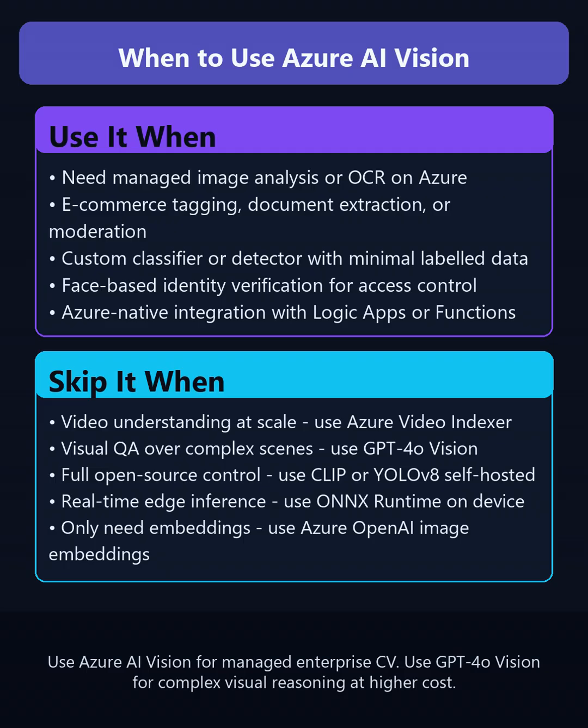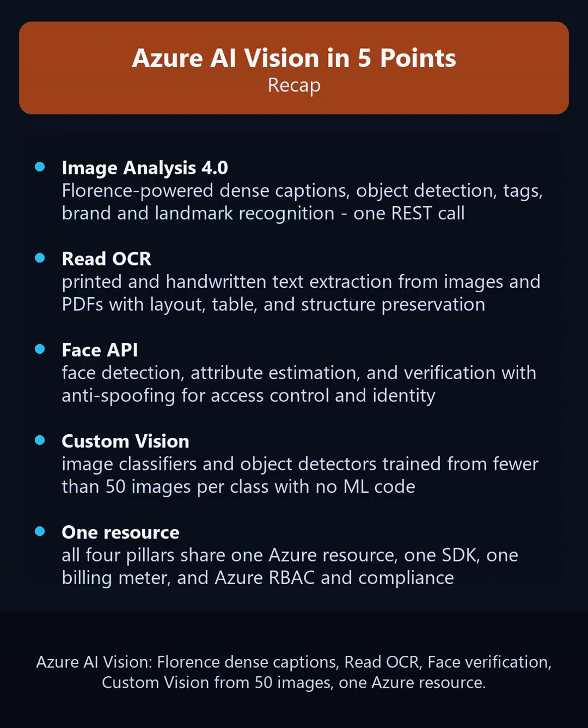Azure AI Vision in 5 points. 1. Image Analysis 4.0 powered by Florence generates dense captions, object bounding boxes, semantic tags, and brand and landmark detection in one call. 2. Read OCR extracts printed and handwritten text from images and PDFs with layout and table preservation. 3. Face API detects and verifies faces with attribute estimation for access control and identity verification. 4. Custom Vision trains image classifiers and object detectors from fewer than 50 labeled images with no ML code. 5. All 4 capabilities share one Azure resource, one SDK, and Azure RBAC and compliance.